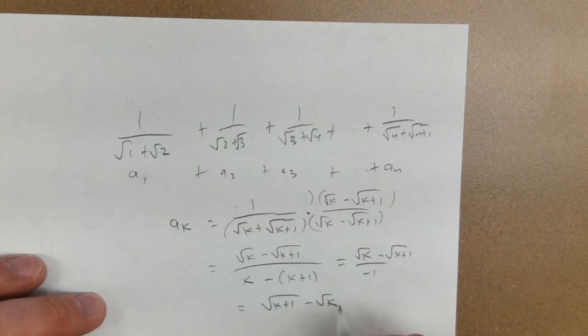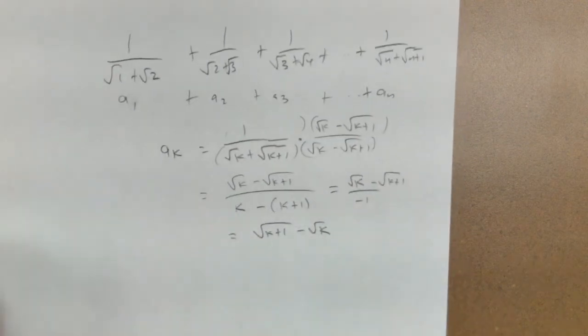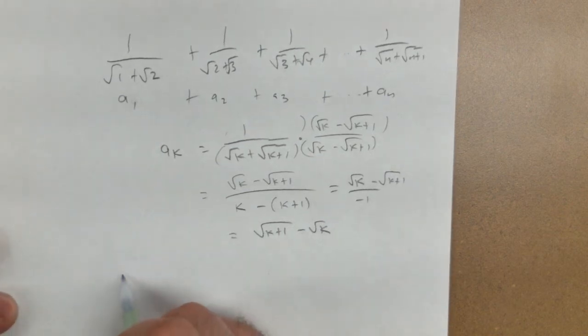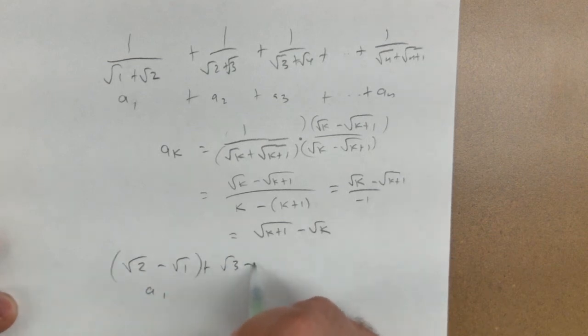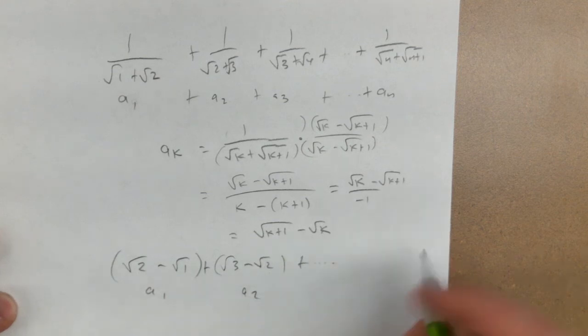Okay, so every term could have been written like this instead. So let's do that up top. So the first term is actually root 2 minus root 1. That's a1. And then root 3 minus root 2 is a2. And then the last term is actually root n plus 1 minus root n.